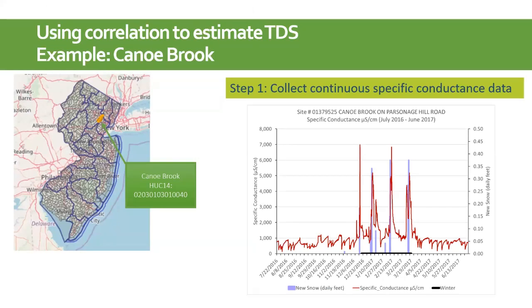So in this slide, in the next two slides, I'll demonstrate how we can use that correlation equation that I showed a few slides back to estimate the TDS exceedances from continuous specific conductance data collected for an entire year. And this example is in Canoe Brook. In this graph, the red is specific conductance again, and the purple bars are inches of snow. So you can see in the middle there, that's the winter.